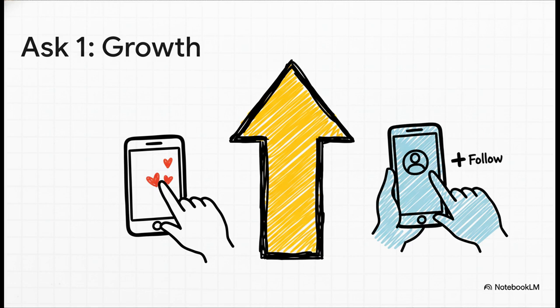Ask number 1 is the most straightforward: growth. You'll hear the host repeatedly asking viewers to follow the channel and to just tap the screen for likes. These are the basic metrics that signal to the TikTok algorithm, hey, this content is valuable, which then pushes the stream out to even more people.